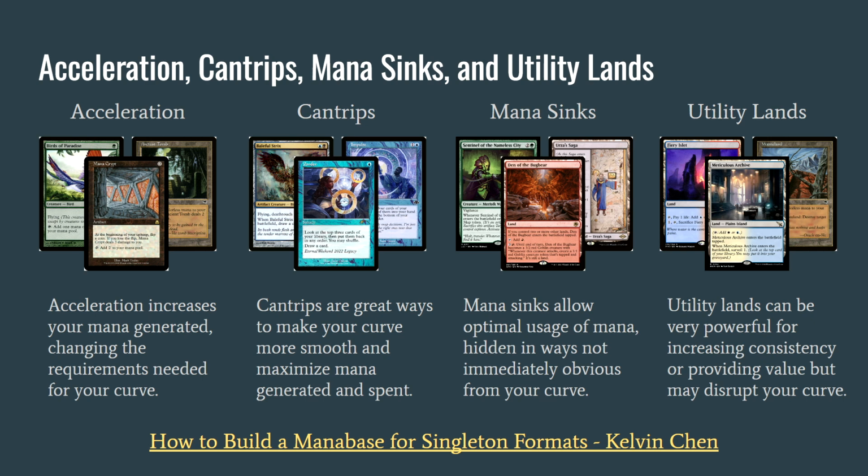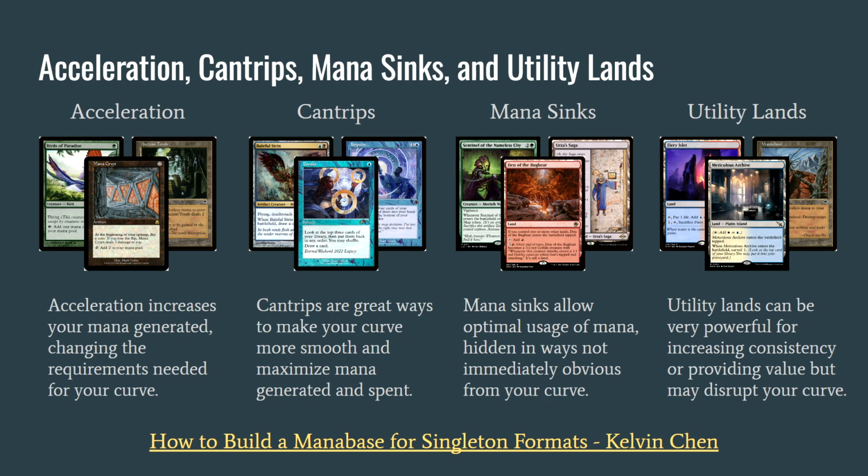Then also there are utility lands, so things like the Horizon lands, Wasteland, Meticulous Archive. They can be really powerful for increasing consistency, but they can also disrupt your curve. So things like Surveil lands are really powerful for consistency, but if you play a tapped land, that's a land that you're not going to be able to use for your turn. So you're going to be basically taking a turn off and missing that key point on your curve. They're usually worth including anyway.